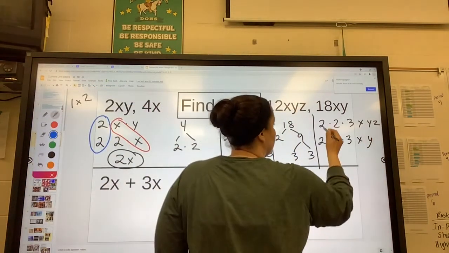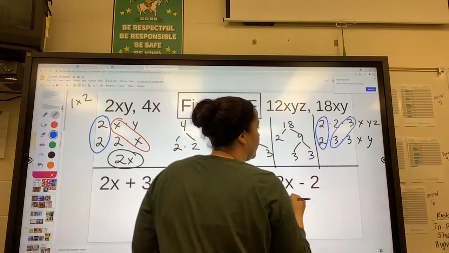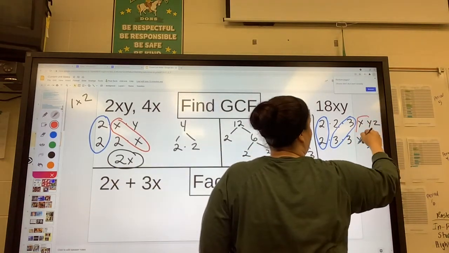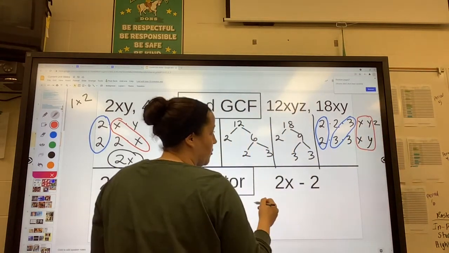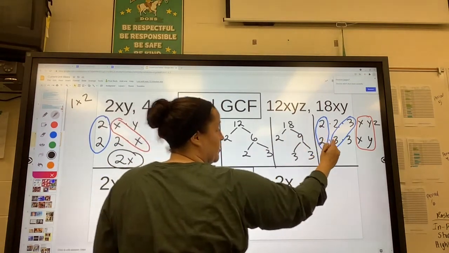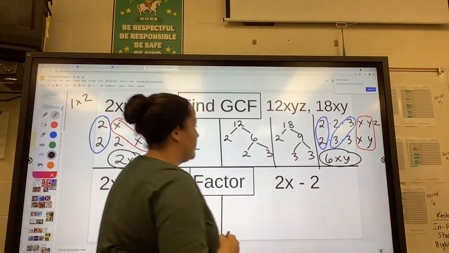For numbers, we have a 2, and we have one 3 in both. And then for variables, we have x and y, okay? So bringing that all together, that would be 2 times 3, which is 6xy. And that is our greatest common factor.